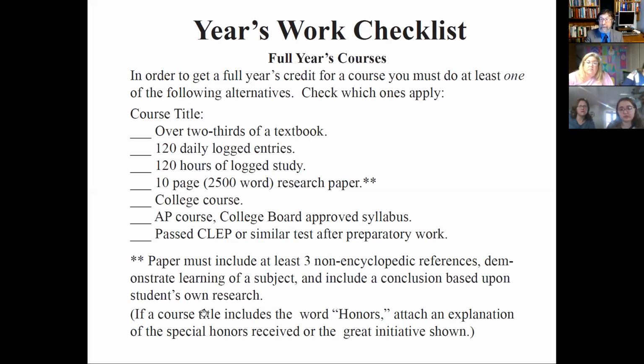If you wrote it to get credit for a course, it has to include at least 3 non-encyclopedic references. That means 3 things that aren't just Wikipedia or Encyclopedia Britannica. It has to demonstrate learning of a subject. That's tricky to demonstrate. You have to demonstrate you learned something from it. And include a conclusion based upon your own research. You have to actually think. Now, what kind of references are we talking about?